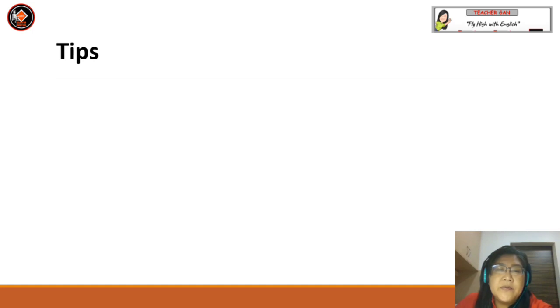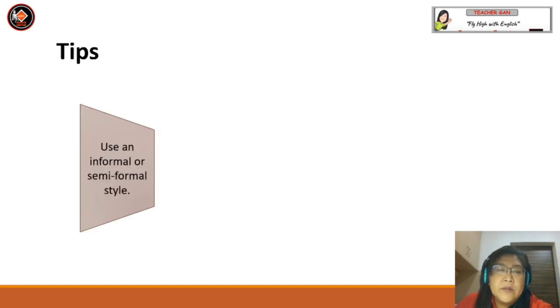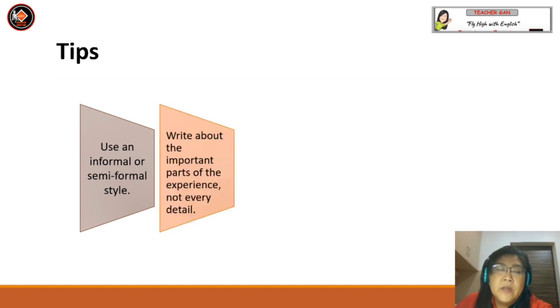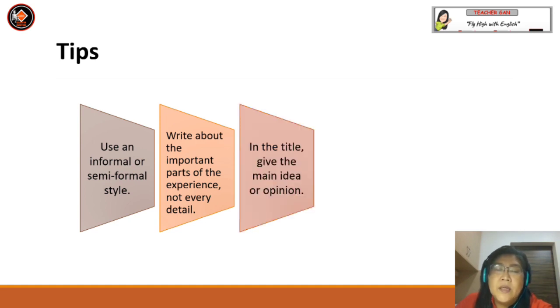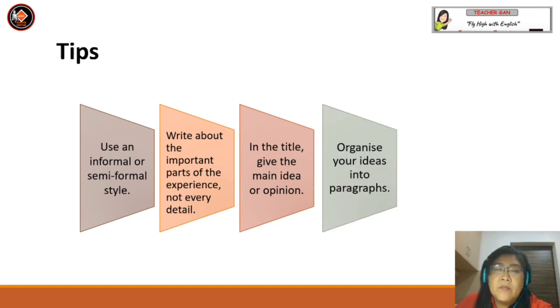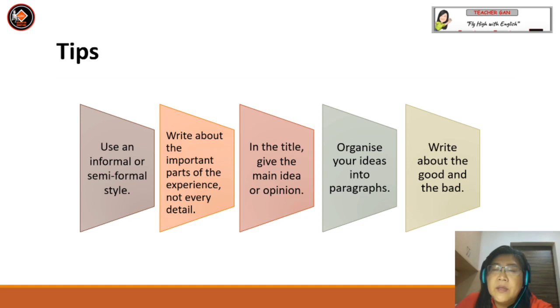These are tips for better writing. So use an informal or semi-formal style for your review. And then write about the important parts of the experience, not every detail in the restaurant. And then in the title, you can give the main idea or your opinion. Organize your ideas into paragraphs, and then write about the good and also the bad.